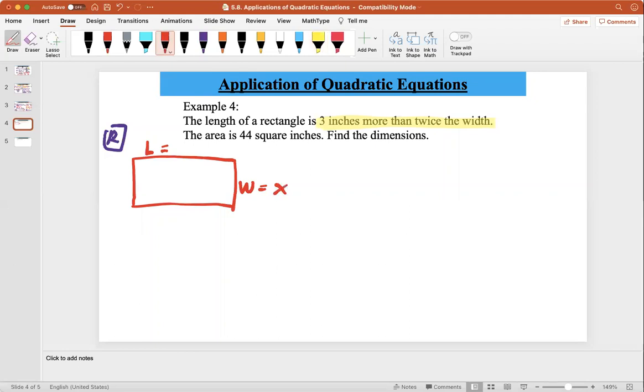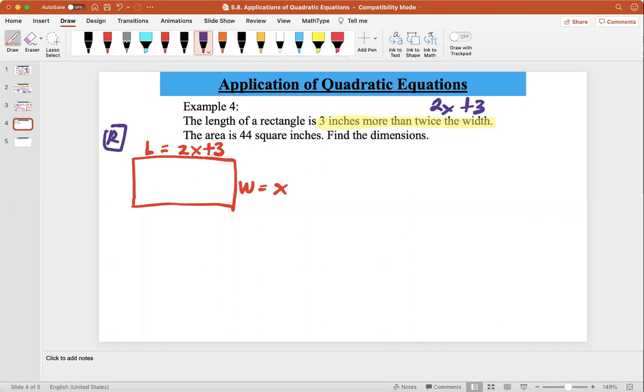And now we can write your length into symbols, based on the phrase I highlighted: 3 inches more than twice the width. Twice the width first is 2x. Then 3 inches more, so that would be plus 3. So this is 2x plus 3. So length is 2x plus 3, width is x.